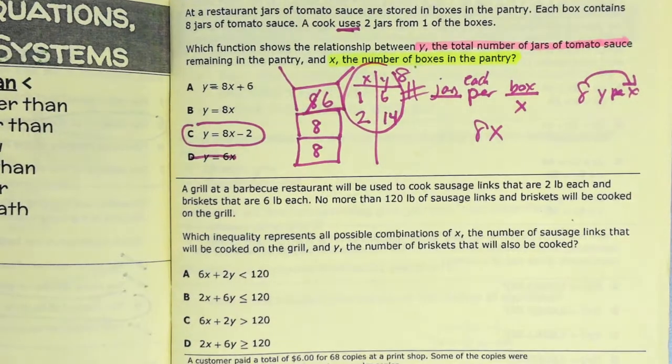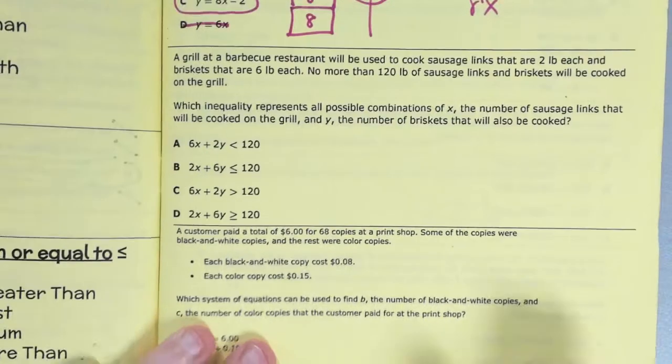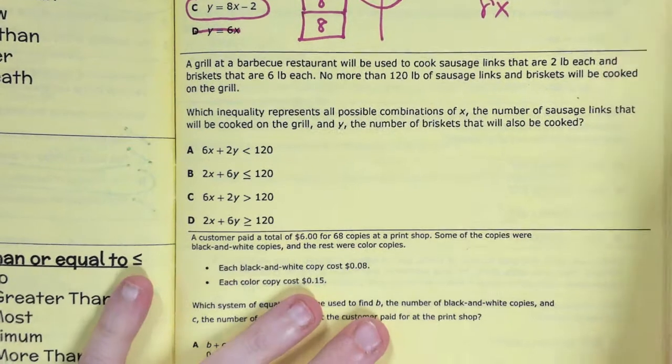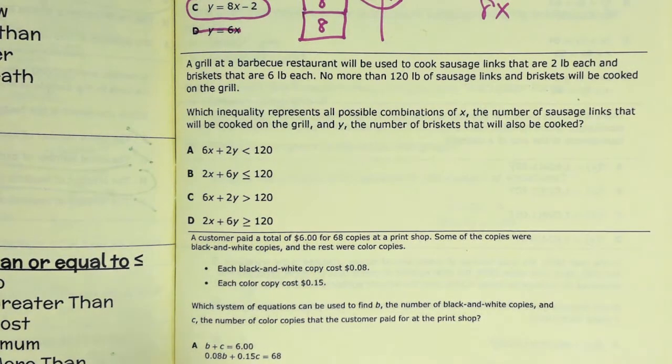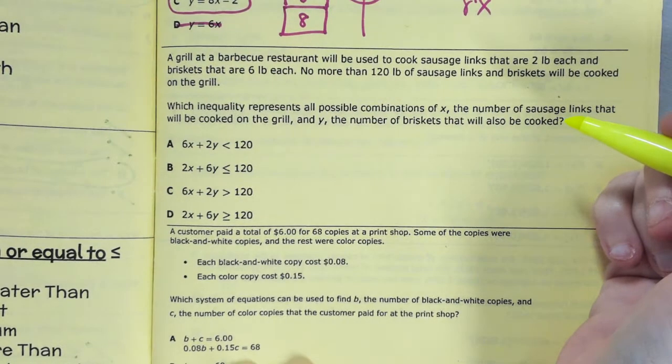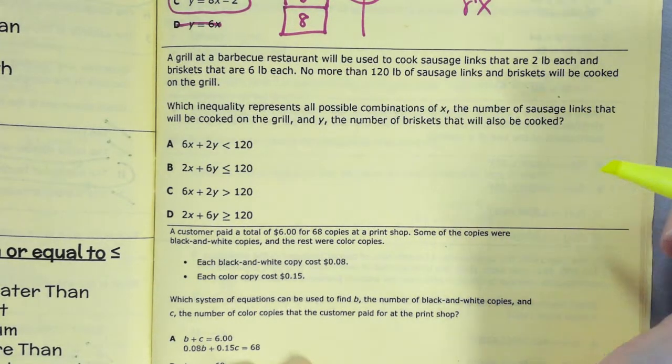These are complicated, okay? Or maybe they're not. Maybe I'm overcomplicating them, but whatever, here we are. All right, so this guy here, a grill, and this is an equation that you might see. Here's an inequality that you might see. A grill at a barbecue restaurant will be used to cook sausage links that are 2 pounds each and briskets that are 6 pounds each. No more than 120 pounds of sausage links and briskets will be cooked on the grill.